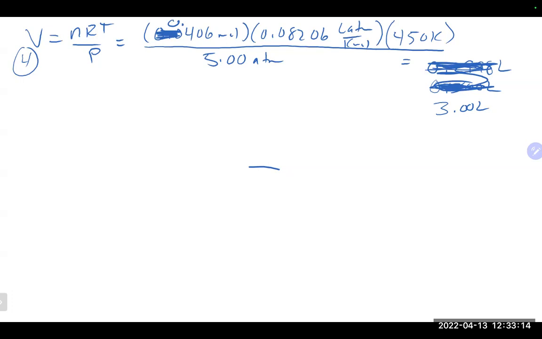And step number 4 here, using the ideal gas law on the back end of the calculation to solve for volume. First off, any questions on doing it this way? Don't screw up and write the wrong number.